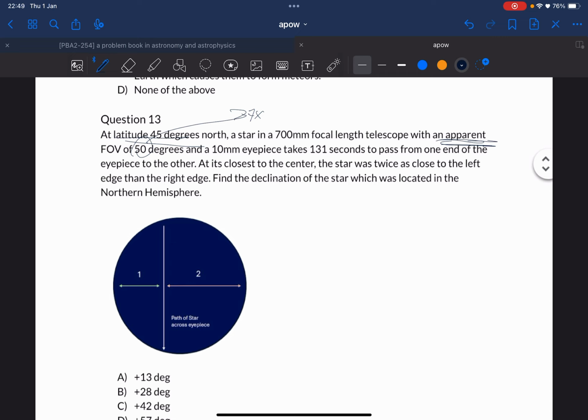Such as, where did my Apple Pencil go? Hilarious. Okay, I found it.